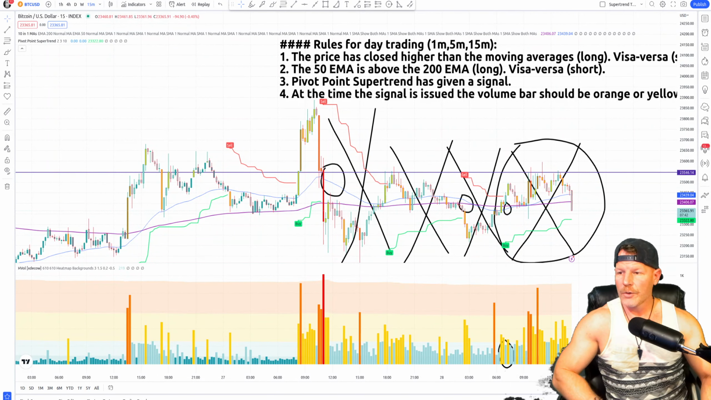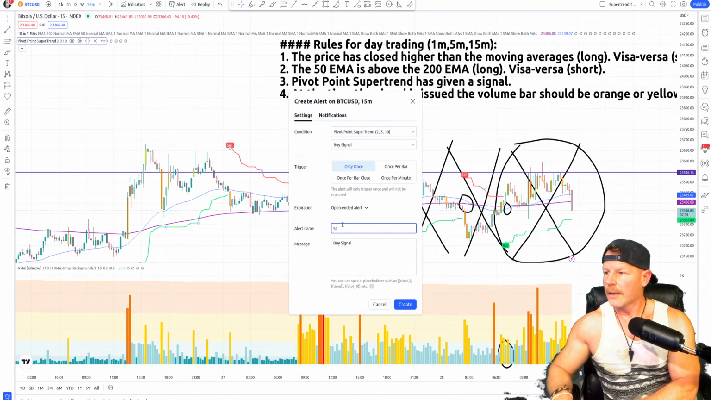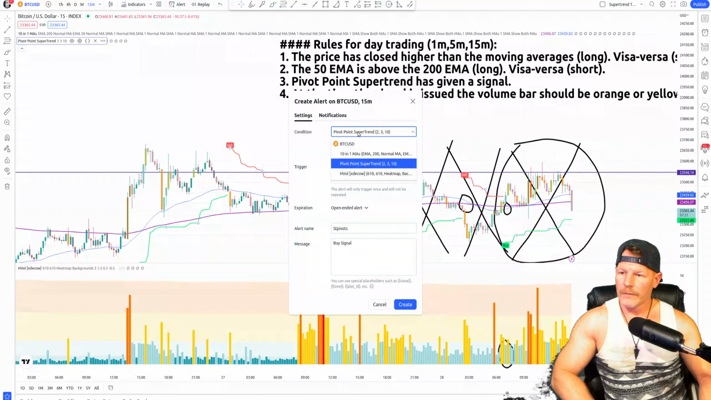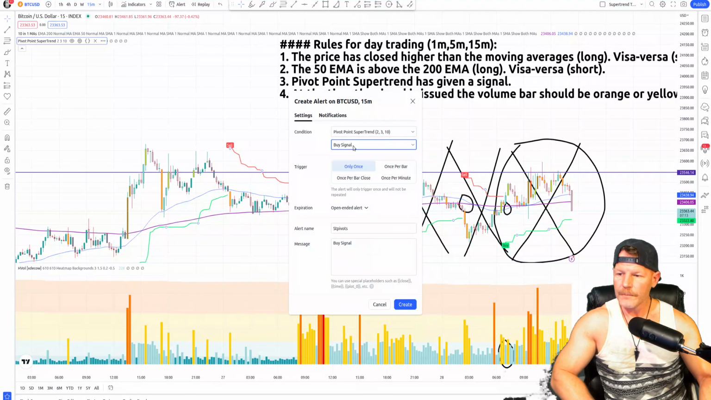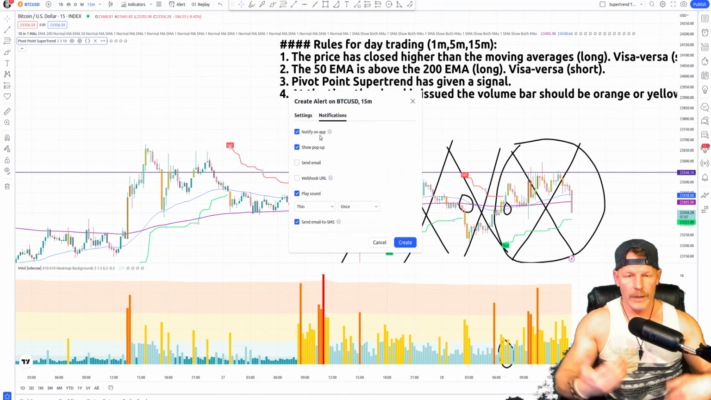One more thing I want to show you guys is don't forget to create your alerts. All right, so you're going to right click and add an alert, and we'll call this ST pivot. You can just set it to alert you whenever the pivot point super trend gives you a buy signal, or the opposite of that would be the sell signal if you're selling short. And you can click your notifications tab here and get notified on your app. Okay, so if you have the app on your phone, you get that push notification.